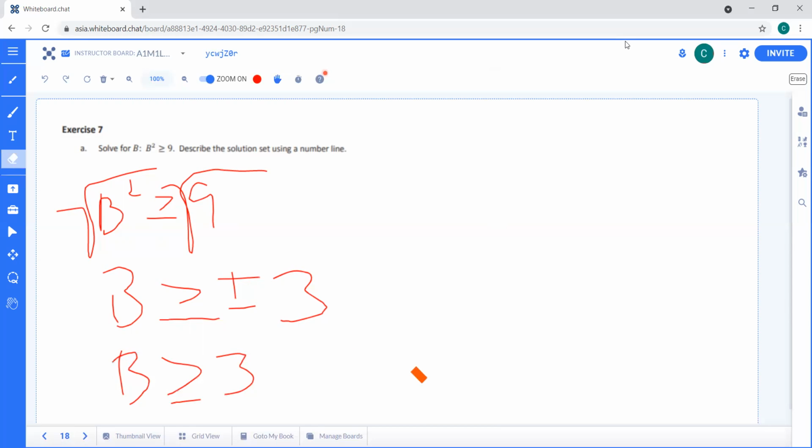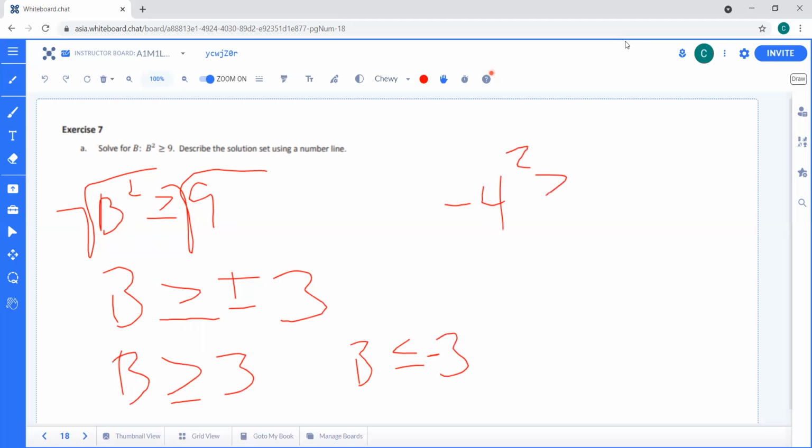Okay. I think we're okay with B's got to be greater than or equal to 3, but B would have to be less than or equal to negative 3, sorry. So if I said less than negative 3, that'd be a negative 4. Negative 4 squared is greater than 9. Yes, because negative 4 times negative 4 is 16, and that's greater than or equal to 9. That is a true statement.